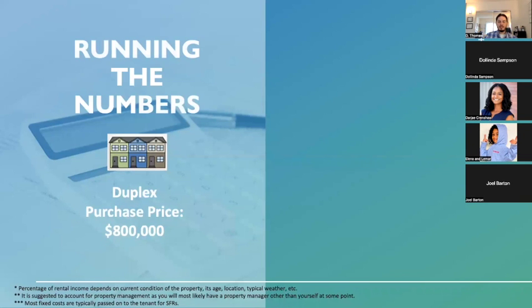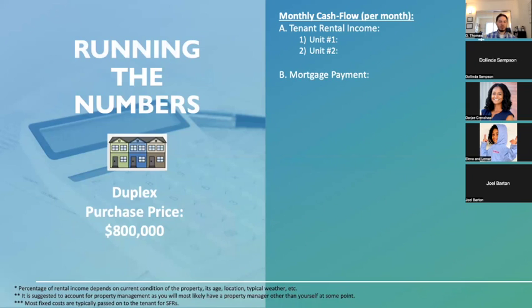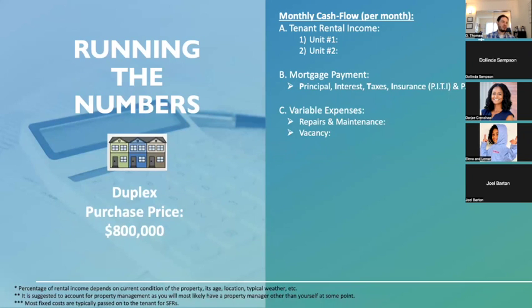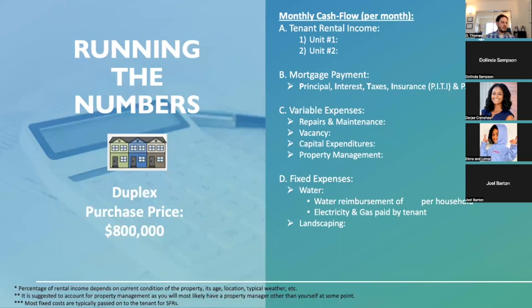So when you're looking at the monthly cash flow, let me pull it up through here. You're basically looking at an income statement for the most part. You're looking at income minus expenses. So you get your tenant rental income minus the mortgage payment minus your variable expenses. And then you also have your fixed expenses as well. And then your end result is going to be your cash flow essentially. So it's going to be your A minus B minus C minus D.